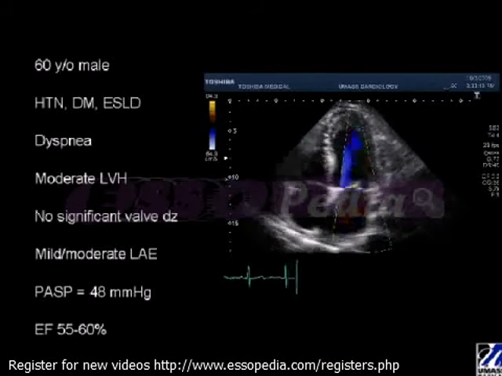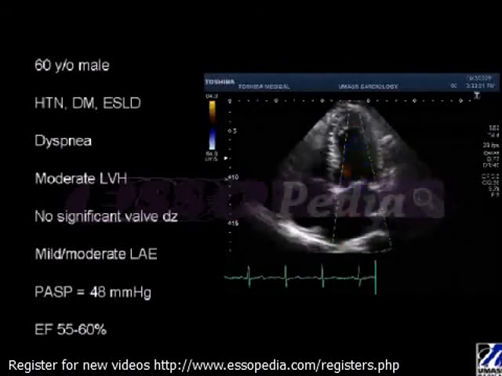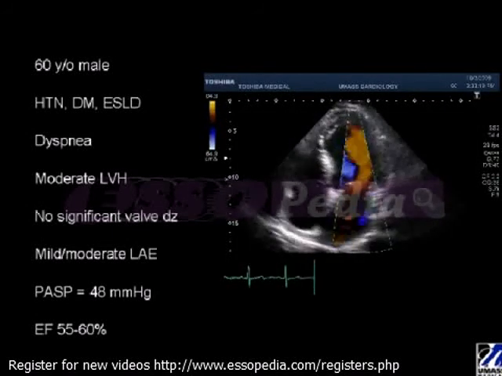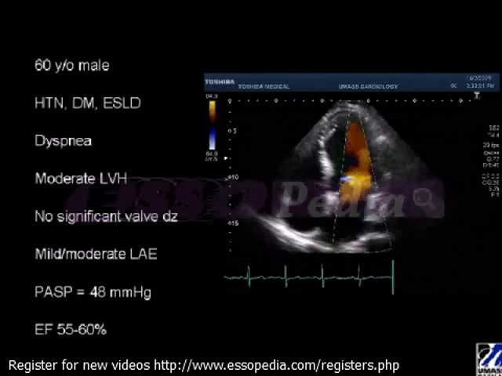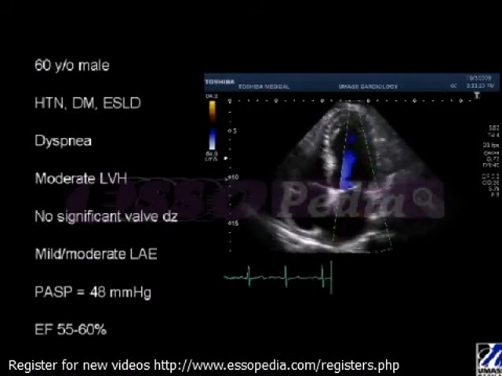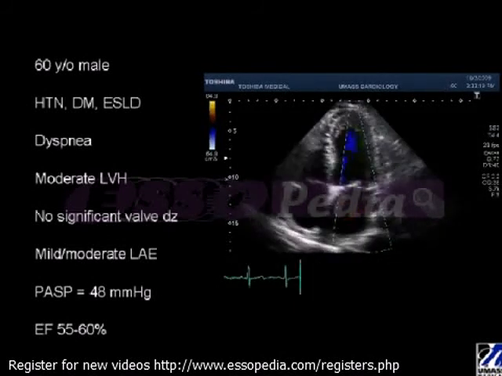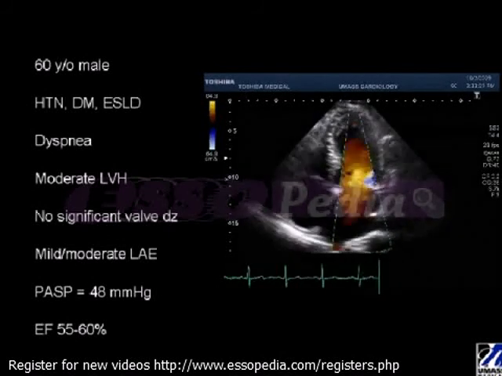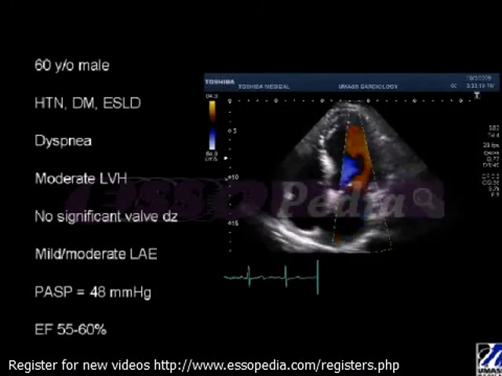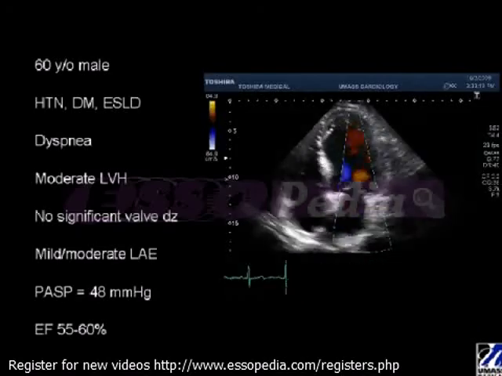This next case is from a 60-year-old male with hypertension, diabetes, and end-stage liver disease. This patient has a chief complaint of dyspnea, has moderate LVH, no significant valve disease, mild to moderate left atrial enlargement, with a pulmonary artery systolic pressure of 48 millimeters of mercury. This patient's EF is 55 to 60%, which is normal.